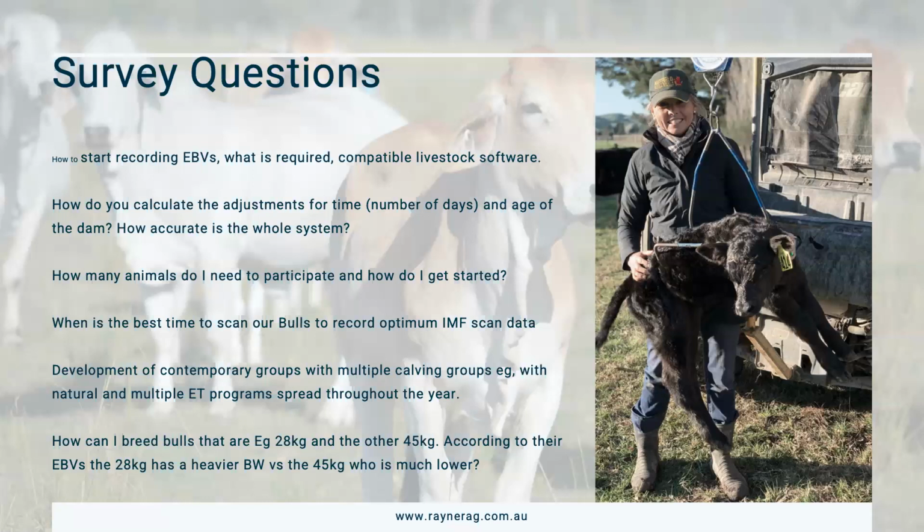Breedplan's got some really good tips on developing contemporary groups and looking at how that would actually be used. And then in terms of how can I breed bulls that are 28 kilos and 45 kilos, according to the EBVs, the 28 kilo bull has a heavier birth weight versus the 45 kilo bull. And again, that's going to come back to the data that's been collected. If you think back to what's been collected on those particular animals and the relationships that they have from their pedigrees and their performance data that have contributed to what we know about those particular animals.